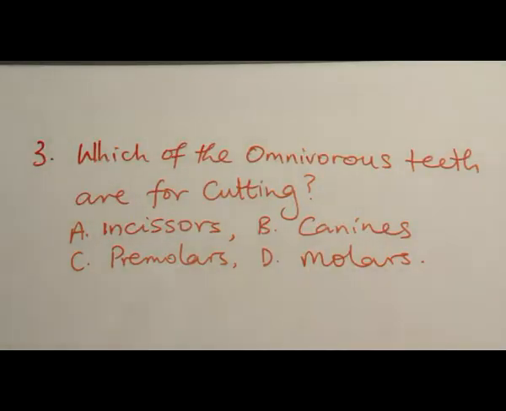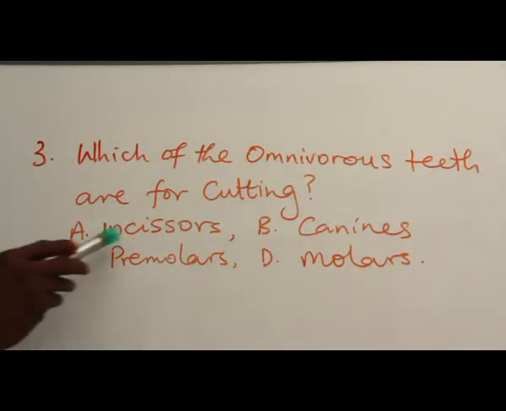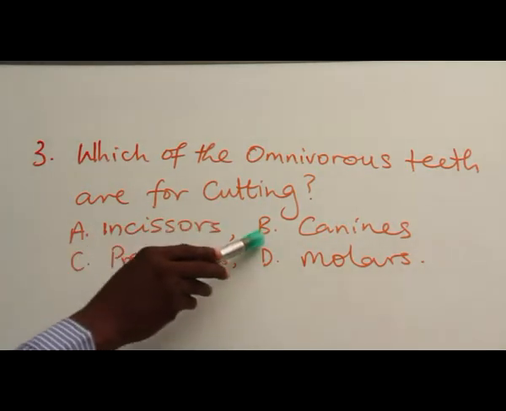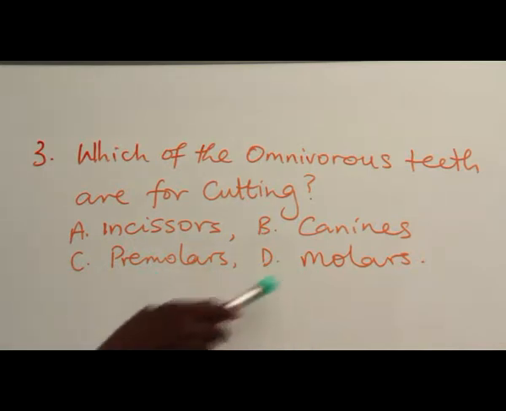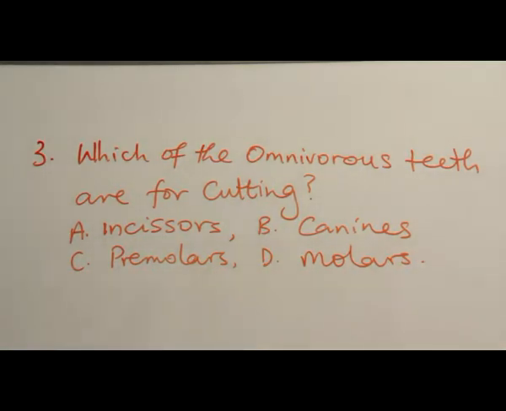Example 3. Which of the omnivorous teeth are for cutting? This is a straightforward answer. A. Incisors. B. Canines. C. Premolars. D. Molars. Answer is A. A is used for cutting in omnivores.